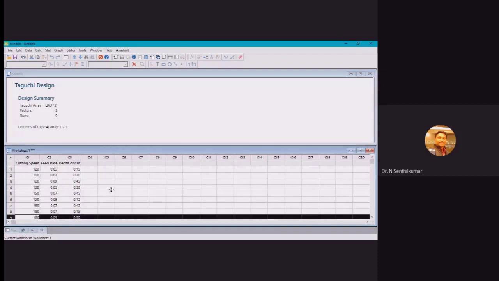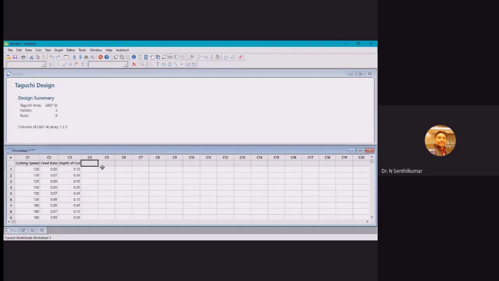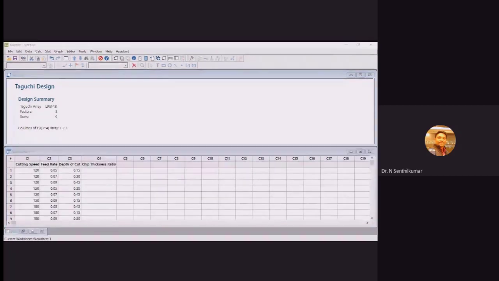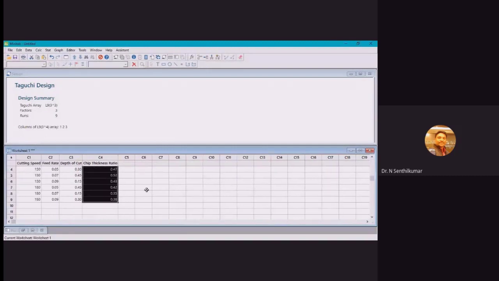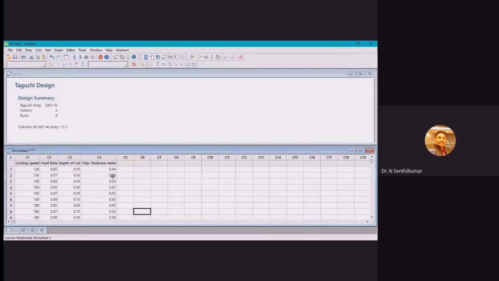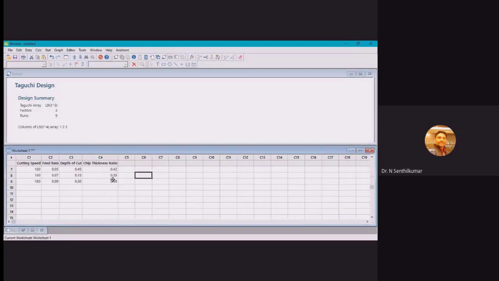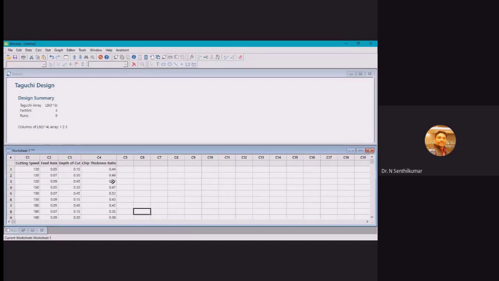Okay. Now, based on this, I am going to conduct the experiments and put in my output. My output is chip thickness ratio. Previously I had my values, so I am just pasting them. Check whether all the rows are filled. Now I am going to analyze this.